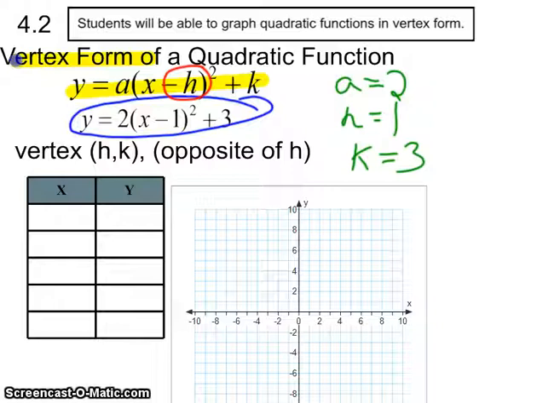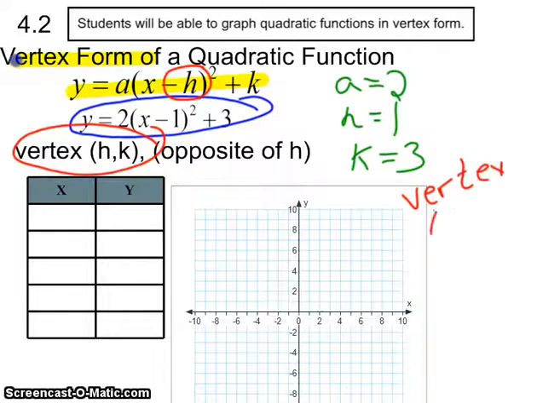The nice thing about vertex form is that the vertex is at (H, K). You don't have to do any calculations like you did in standard form to find the vertex. You just look at it and you know your vertex. What is my vertex for this problem? (1, 3). That's going to be our first point on the table.